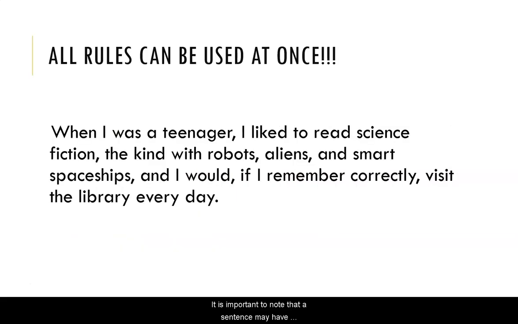It is important to note that a sentence may have conditions that require you to follow all 5 of these rules. Here is one example. When I was a teenager is Rule 2 on introductory words, phrases, and clauses. The phrase, "the kind with robots, aliens, and smart spaceships," is Rule 4, with non-essential information explaining science fiction. And robots, aliens, and smart spaceships is Rule 3, on items in a list. The "and" with complete sentences on either side is Rule 1, joining clauses together to create, in this case, a compound complex sentence. And if I remember correctly, is a parenthetical, so that's Rule 5.